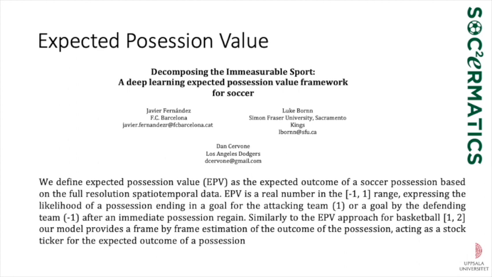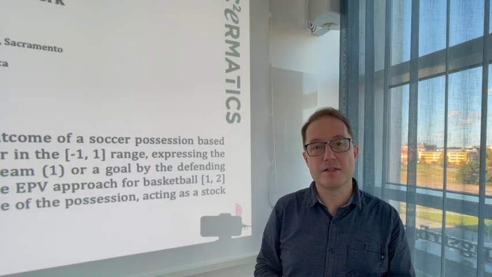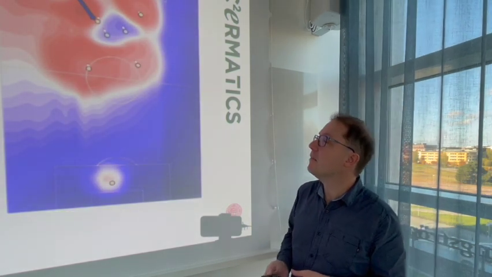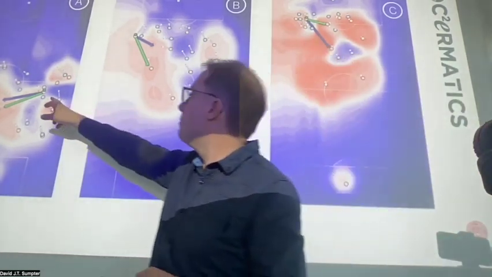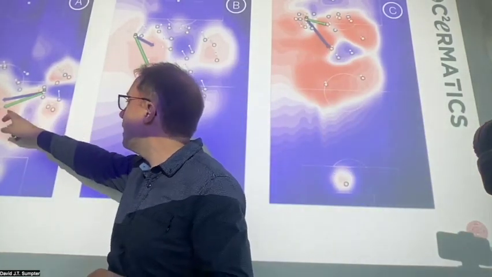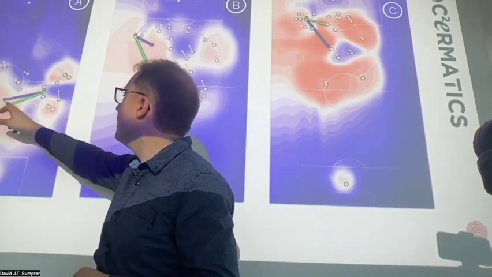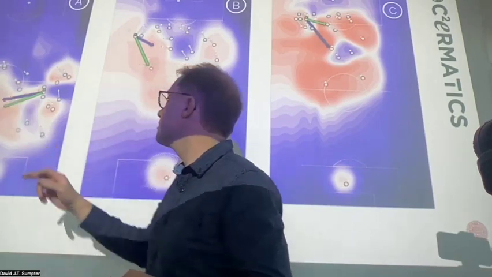What he did is he fitted a convolutional neural network in order to evaluate the arrangements of the players and the value of particular actions. So let's make this very concrete. This is the value of a particular pass. The green line here is the actual pass made, and the blue pass would be the highest value pass made.